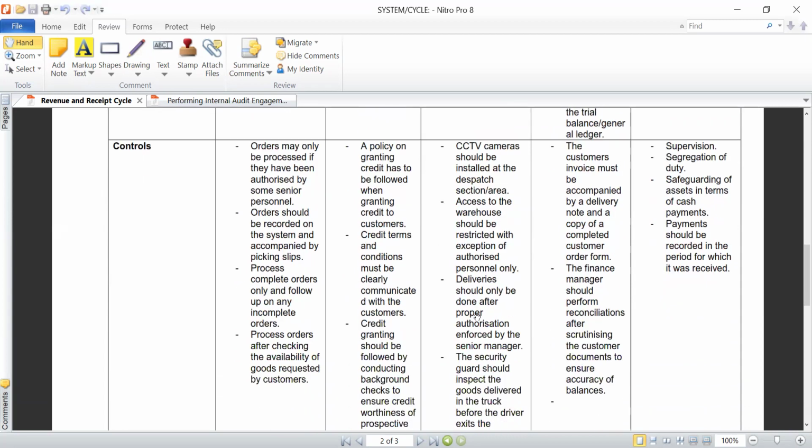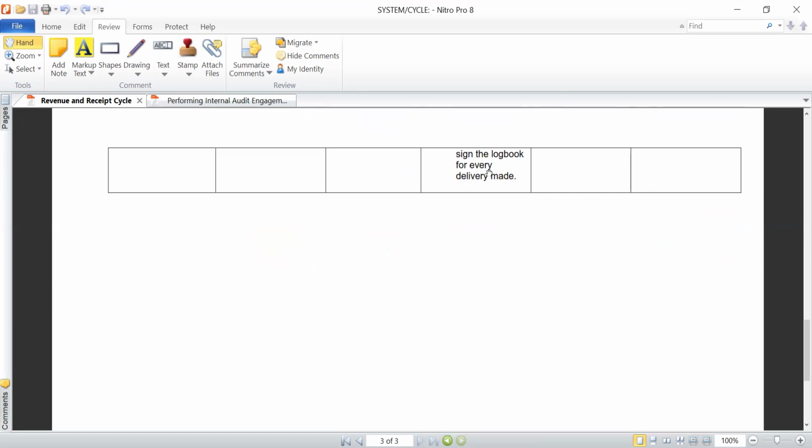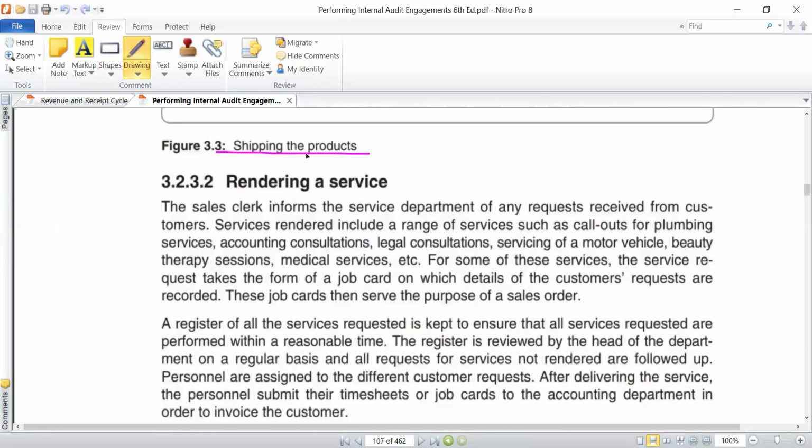Deliveries should only be done after proper authorization enforced by the senior manager. The security guard should inspect the goods delivered in the truck before the driver exits the company premises, and the driver should sign the logbook for every delivery made. Right. So it's just pretty much explaining the blueprint. Now, that was in the case where we are shipping physical products to the customer.